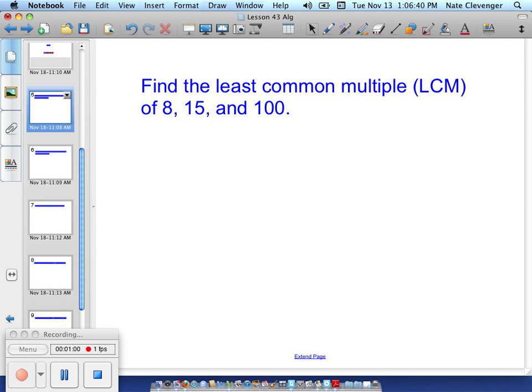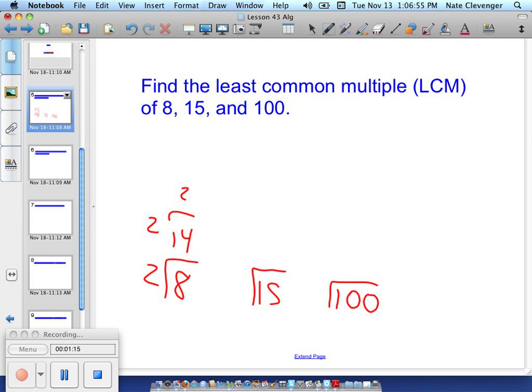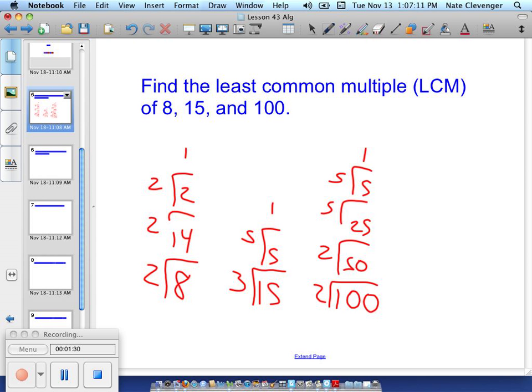So if we're asked to find the least common multiple of 8, 15, and 100, we're going to do the product of primes of each. Product of primes means cake method. So just getting that broken down. Okay, so LCM, think of that as locating the most.